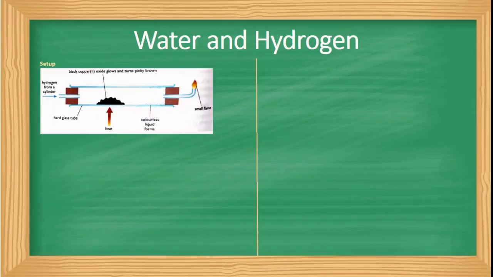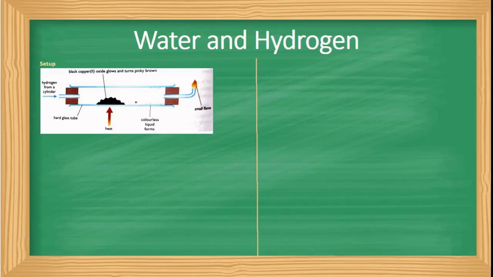So the setup for such an experiment, as you can see, as I'm displaying here, you see that the dry hydrogen gas is coming into a combustion tube that has black copper(II) oxide being heated. So what happens is that the copper(II) oxide will be reduced to copper. That's why it will turn to pinky brown or brown.